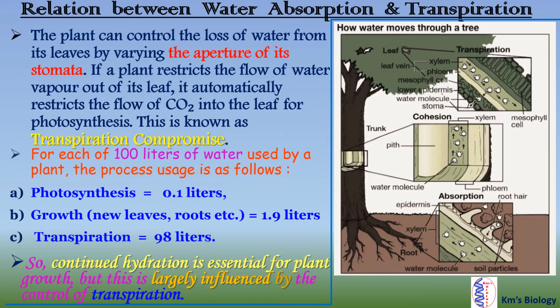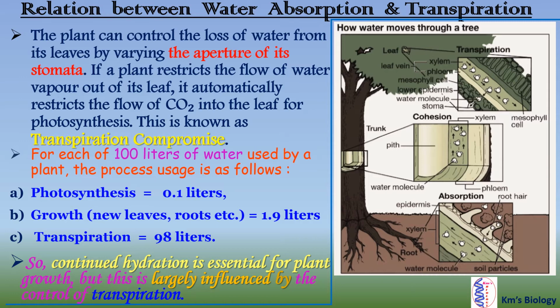For each of 100 liters of water used by a plant, the process usage is as follows. In case of photosynthesis, 0.1 liter water is used. In case of plant growth, 1.9 liter water is used. And in case of transpiration, the maximum water, that means 98 liter water is used.